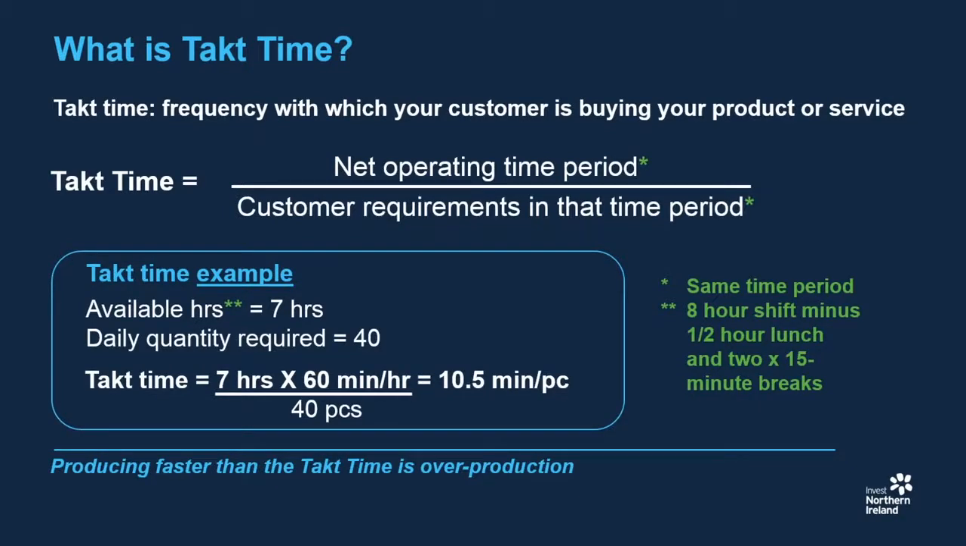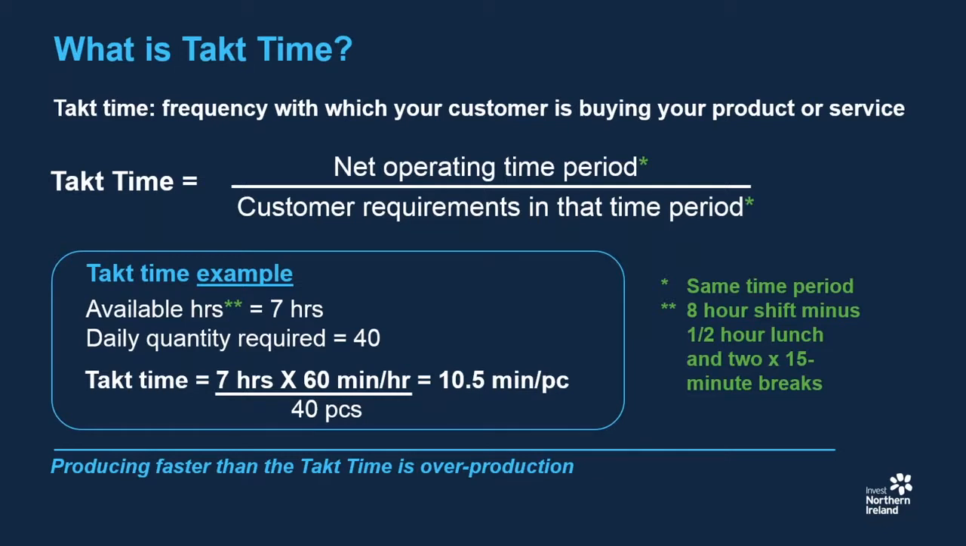The concept of takt time is useful to help you balance your line as it gives the target cycle time for each process step. The takt time is the frequency with which your customer is buying your product or service, for example, 2 pallets a week, 5 units a day, etc. Producing faster than the takt time, i.e. faster than the customer demands, is overproduction and will lead to a build-up of inventory.